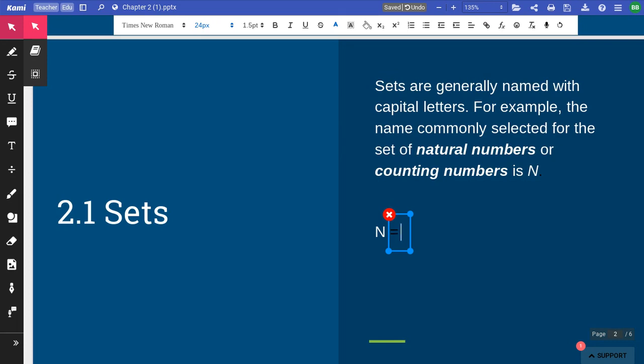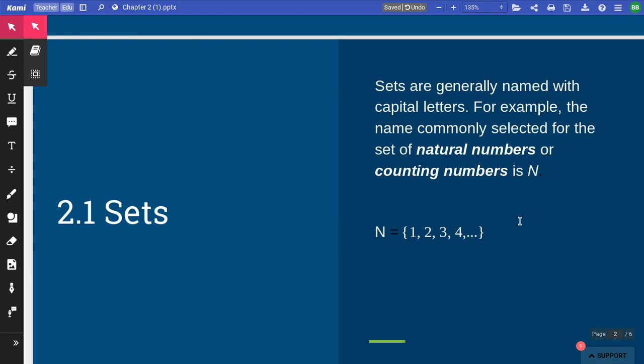So we're going to start at 1. What comes after 1? 2. Then 3, 4, and so on. Okay. So those are the counting numbers. And yes, the counting numbers are represented as a set.